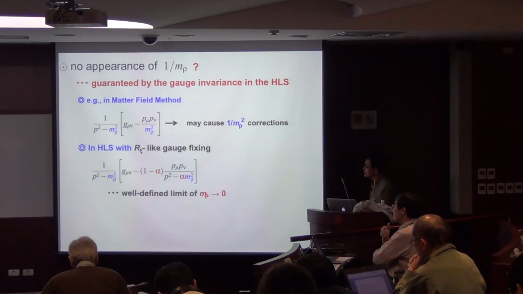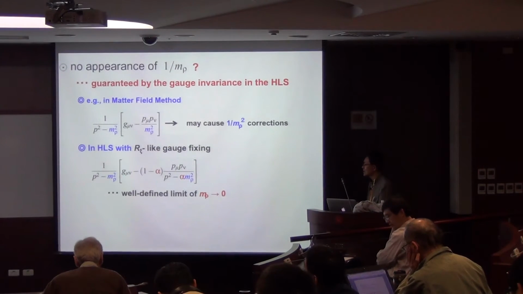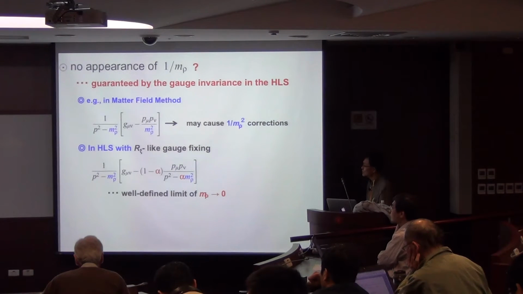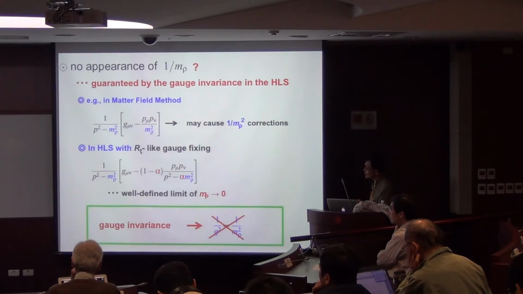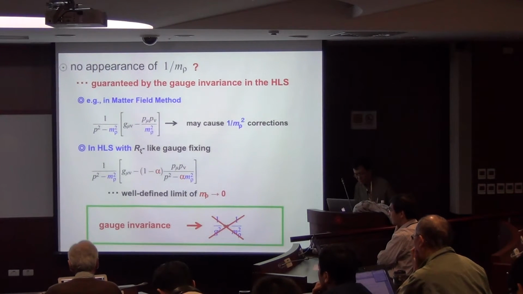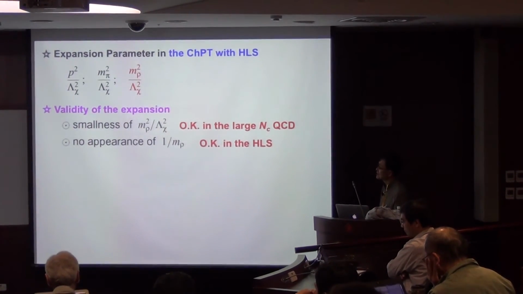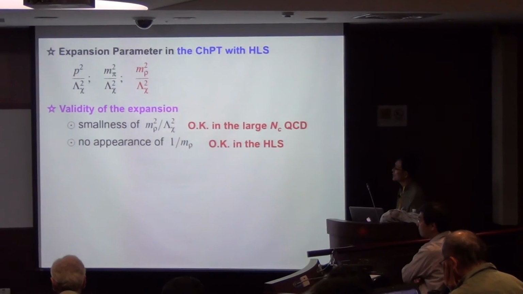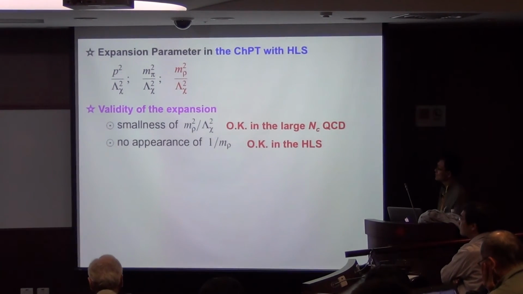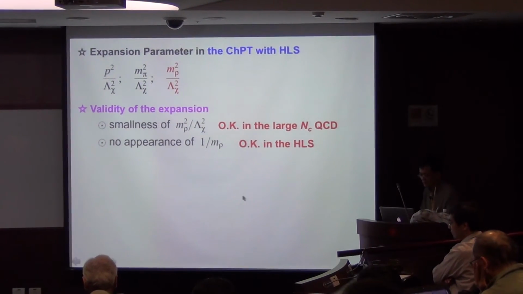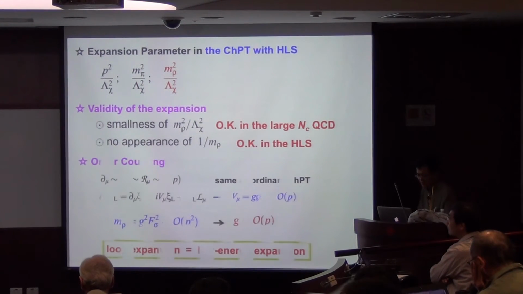However, in the hidden local symmetry, we can introduce a gauge fixing term in the gauge invariant. Okay, if you write this, then you can take this limit. This limit becomes well defined. Then this implies that gauge invariance implies that the 1 over M rho square factor doesn't appear at any loop order. In that sense, the smallness of this expansion parameter is okay in the large energy limit, and this 1 over M rho factor doesn't appear in the hidden local symmetry because of the gauge invariance.